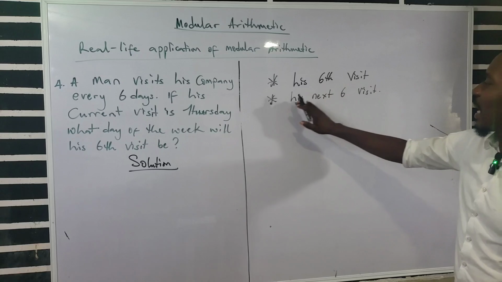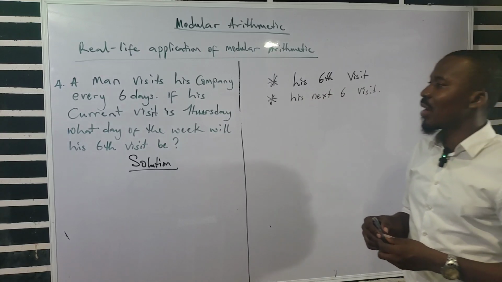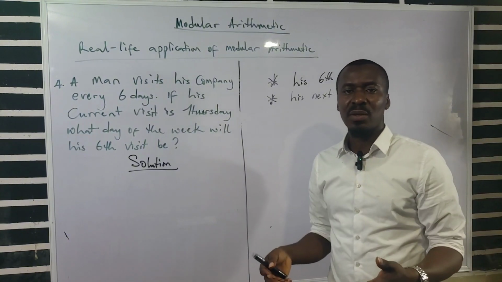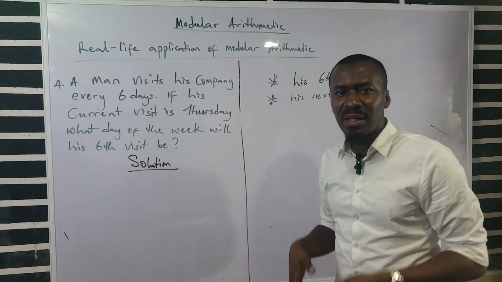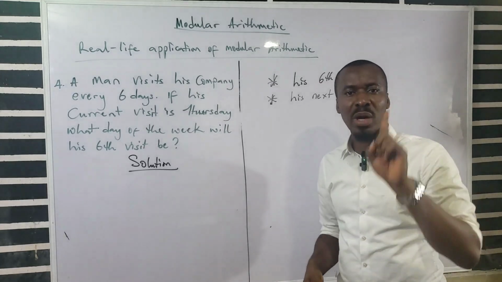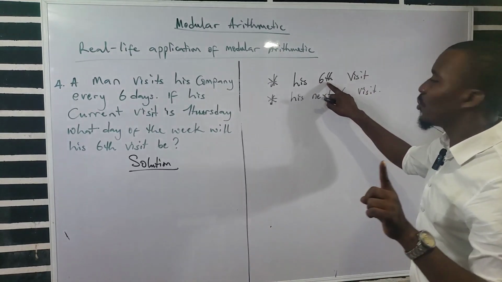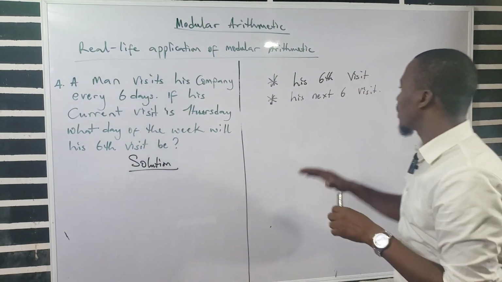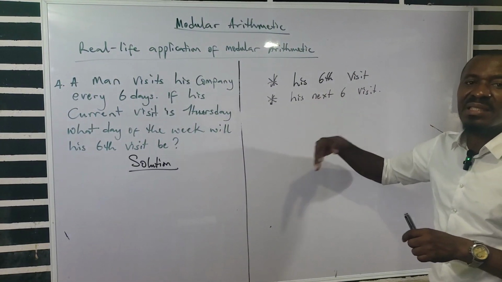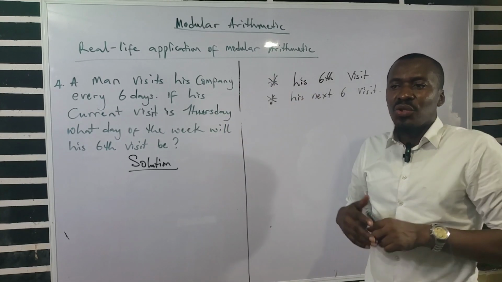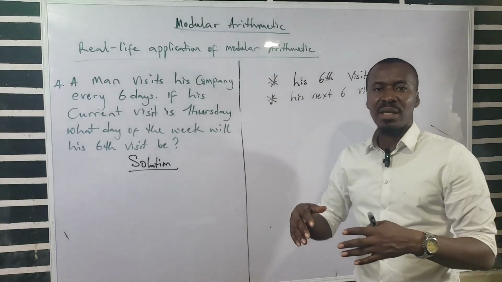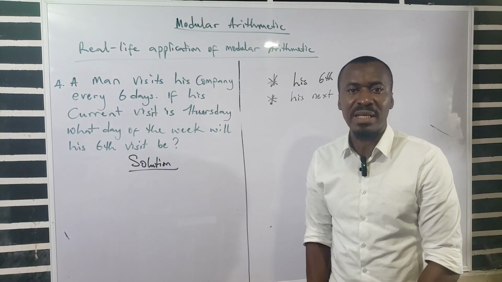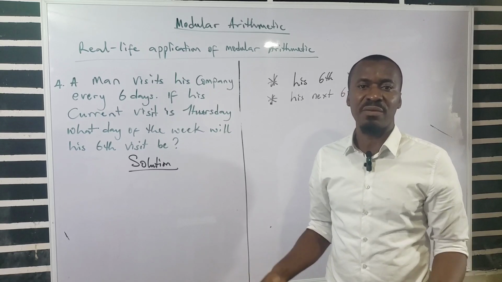His sixth visit and his next sixth visit. Now, if you visit a particular place and you are already there, that counts as one. So your sixth visit is going to be the next 5 times you are coming. But in this second one, they say his next six visits. So his next six visits simply means that if you include the one he is presently at, it should be a total of 7.